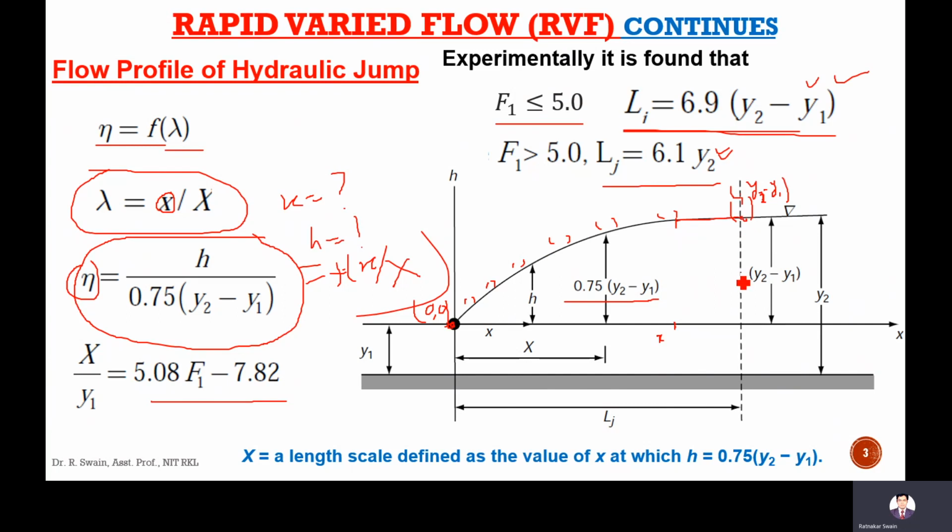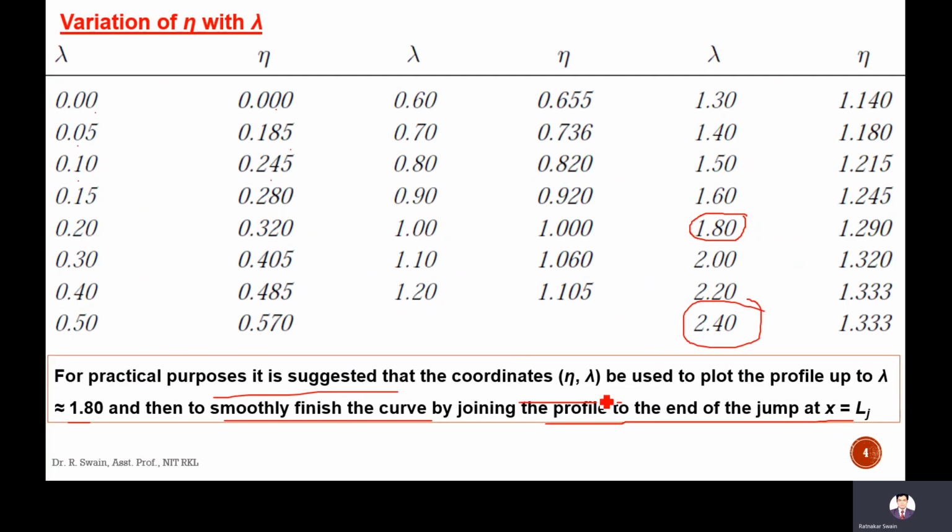Okay, this is just a suggestion. After the experiment, it is better to end here at 1.8. So the x value and h value are calculated from 0 to 1.8 of this lambda value and the corresponding eta value. Okay.